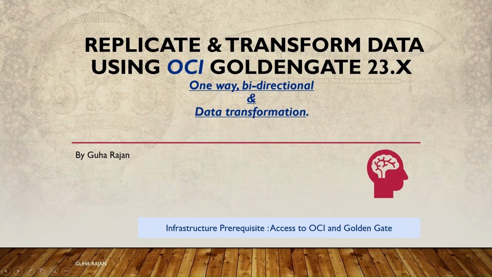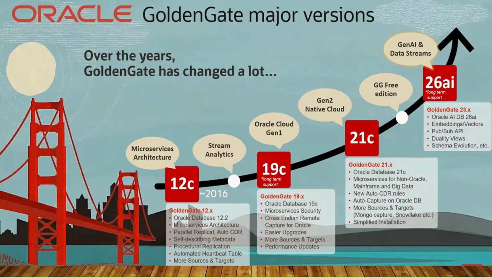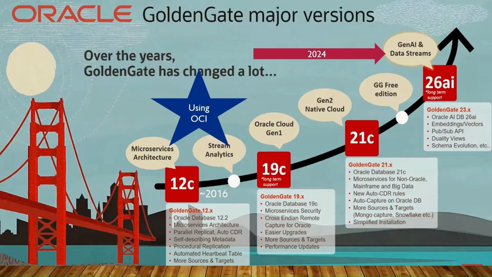Warm welcome to the course on replicate and transform data using Oracle Cloud Infrastructure GoldenGate 23x. In this course we'll be using the latest version of GoldenGate 23x on Database 26ai, and we'll be using the Oracle Cloud Infrastructure.